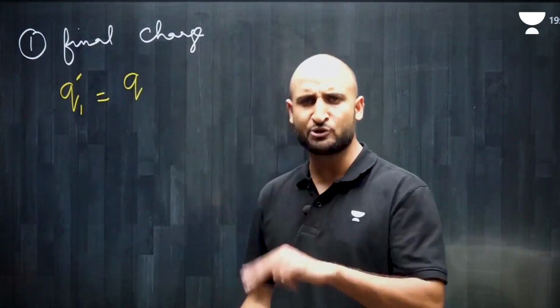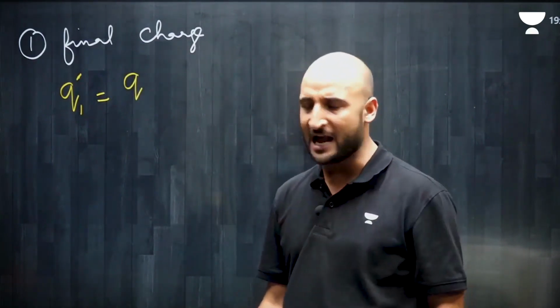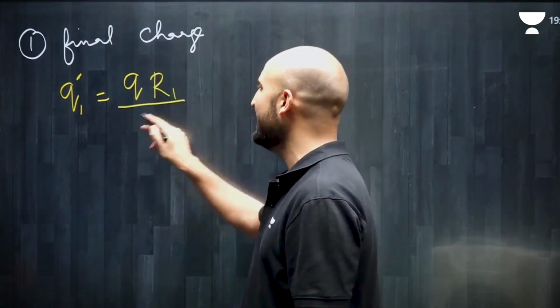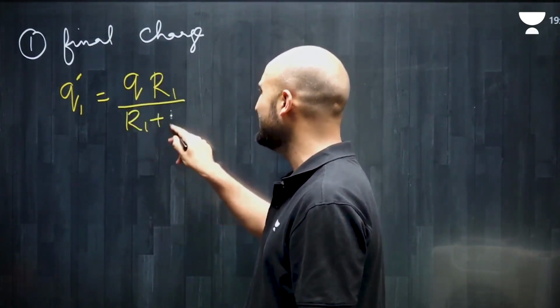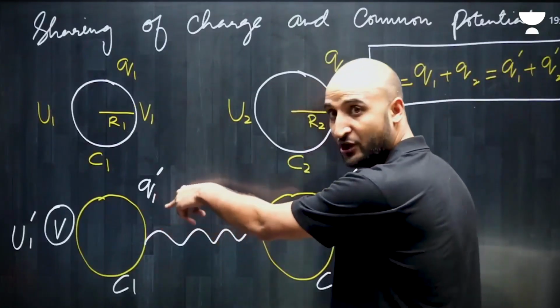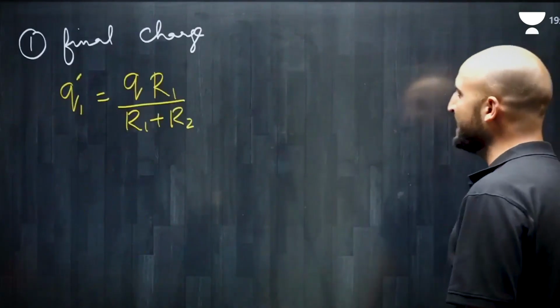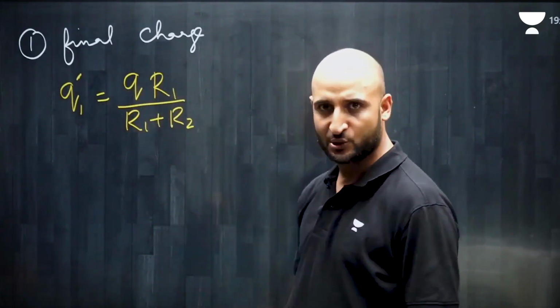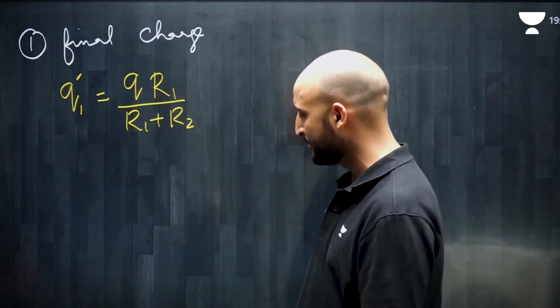Which is Q1 plus Q2, or Q1 prime plus Q2 prime, into the radius of that sphere, that's R1, divided by R1 plus R2. This will be the final charge on sphere 1, your Q1 prime. Q1 prime will be equal to Q, that's total charge, into R1 divided by R1 plus R2. That's the final charge on the first sphere.